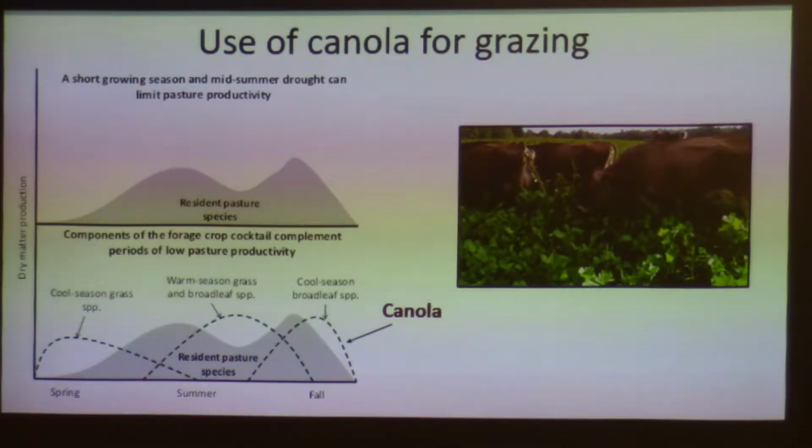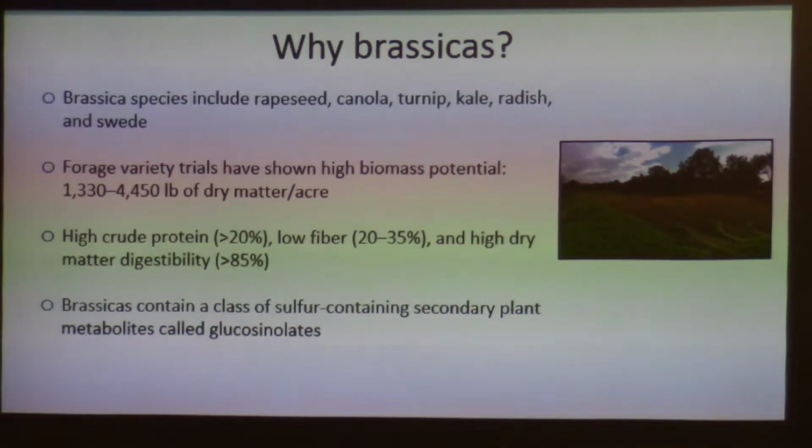So we'll be showing some of the data of a recent study that we did at our UNH organic dairy farm. So one of the questions is why brassicas? Brassica species, there's several of them, including rapeseed, canola, turnip, kale, forage radish, swede, several of them.